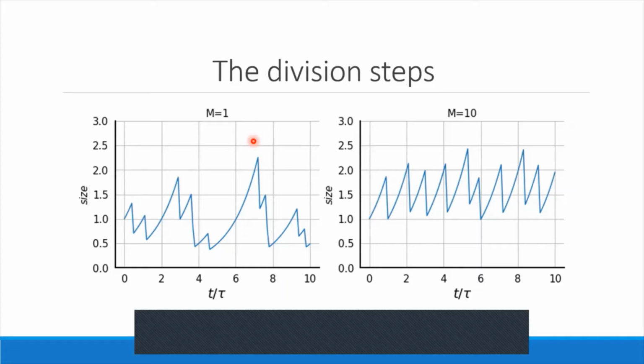Actually, the division using m equal to 1 has times distributed exponentially, and with m going to infinity, you have a perfect deterministic division.